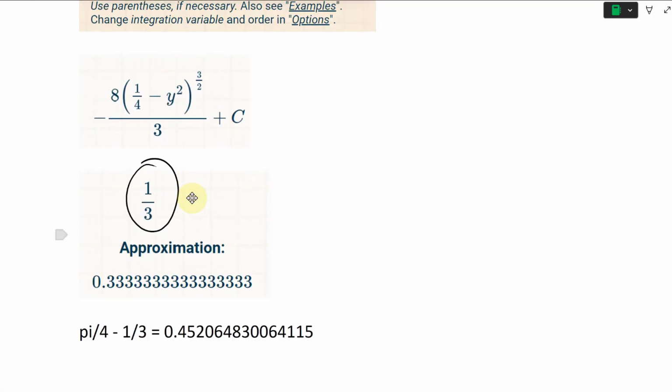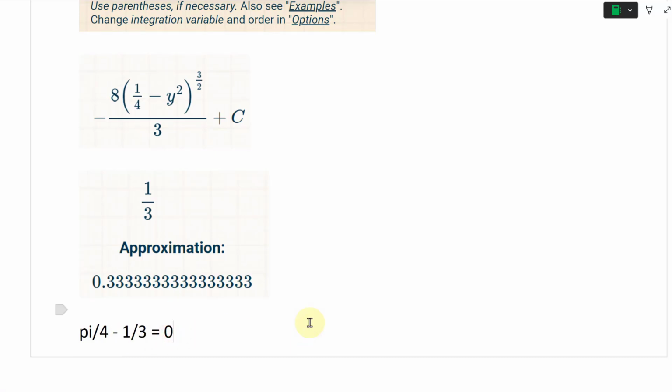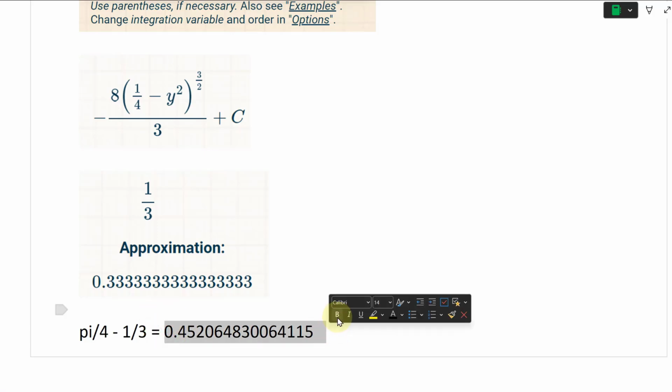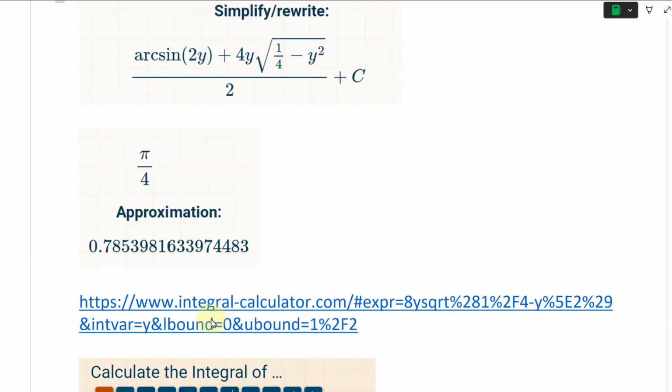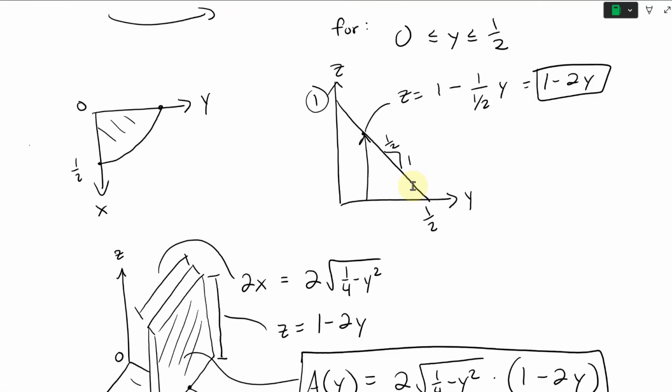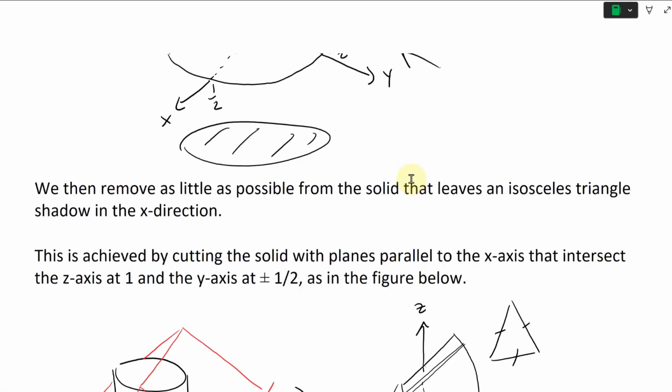Exactly what we had. And basically now if you go pi over 4 minus 1 over 3 using my built-in OneNote calculator, you can just go and solve it. Press space, automatically gets you 0.4520, etc. So we just rounded up to 0.45. So epic stuff there. All right, and now let's just jump over to part B.